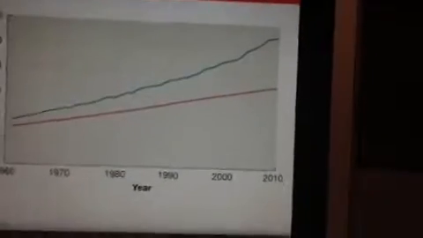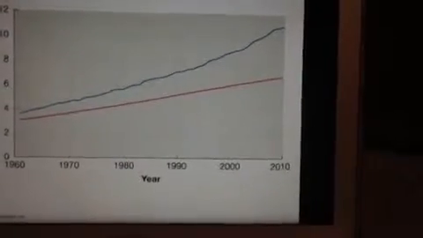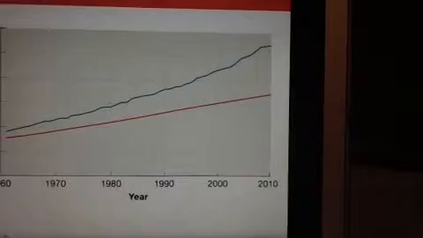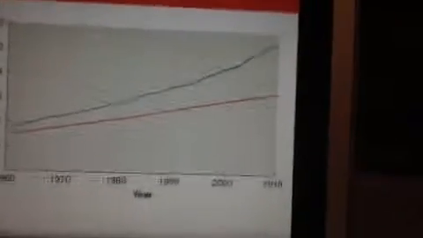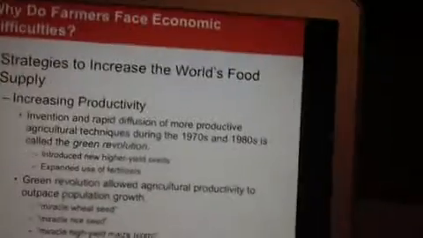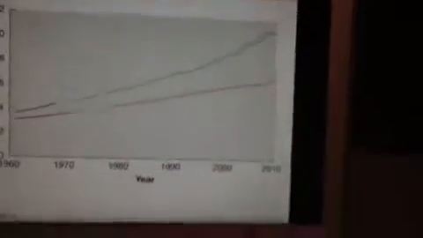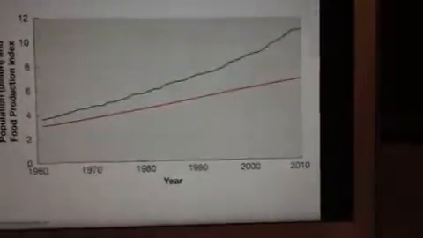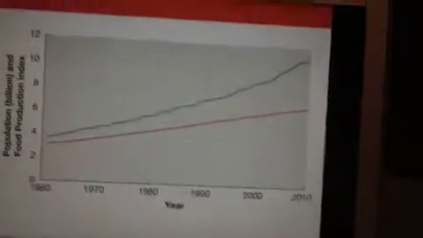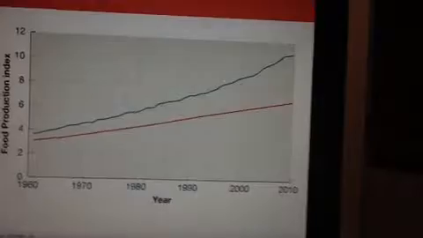Okay, so this shows the food production and how it has risen since the 1960s. And remember, it's since the 70s and 80s, since the Green Revolution, that those miracle grains have been introduced.